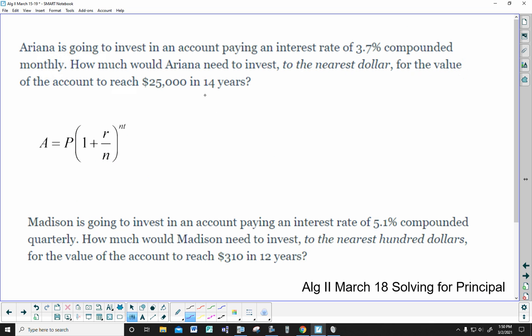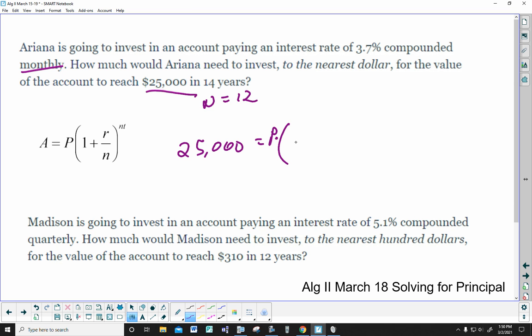Practicing some wording, compounded monthly. So your N is 12. So we do it just like we did. I won't work it through. I'm trying to respect your time. I'm just going to set it up. A is the amount of money you want to end with, 25,000 bucks. Oops, forgot the P. We'll just squeeze it in there.